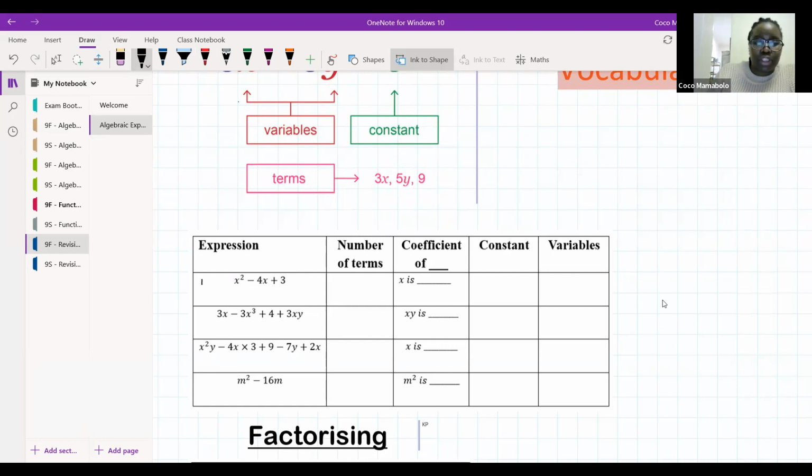All right, let's look at this first expression for number 1. We're going to call this number 1. How many terms do I have over here?